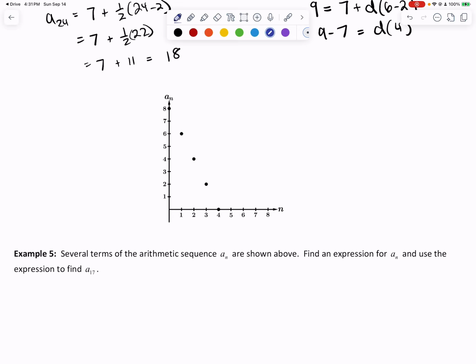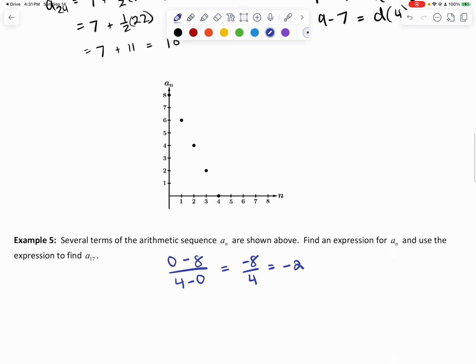So the change in y is 0 minus 8 over 4 minus 0. This is negative 8 over 4. It dropped 8 and went over 4. So that is negative 2, our common difference. And you can even see we go down by 2, down by 2, down by 2 each time we see consecutive points. So either way you approach that, our common difference is negative 2.